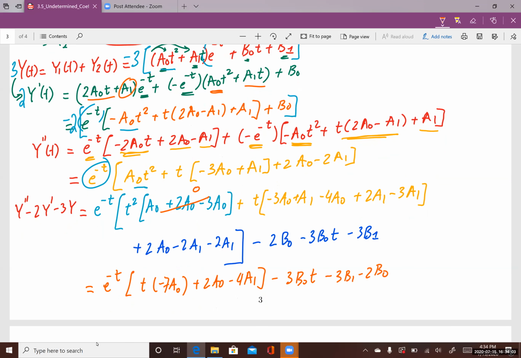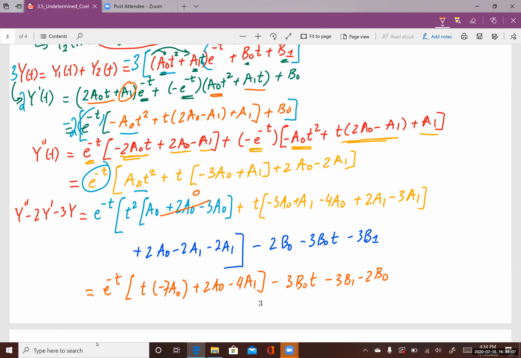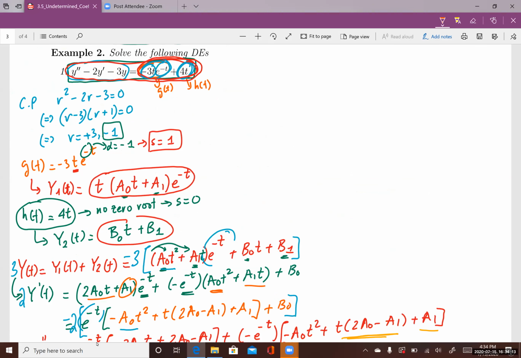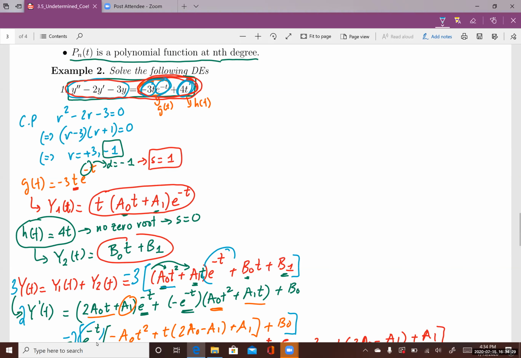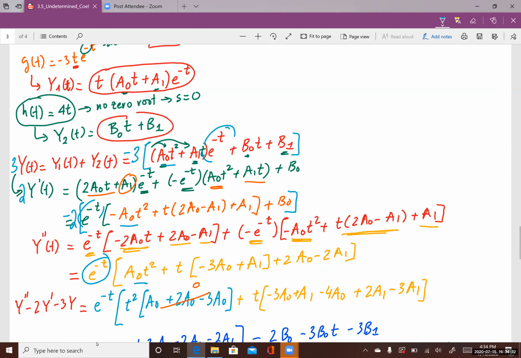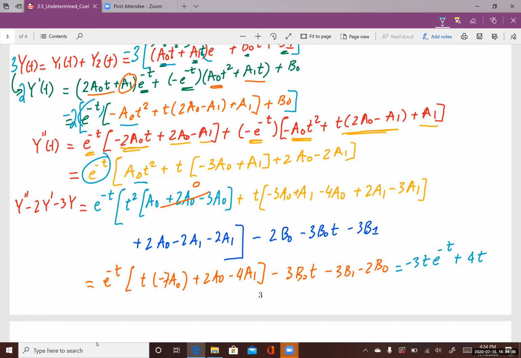All right, so the next step is we want to force the left side of the equation equal to the right side of the equation. So the left side of the equation is this, and then the right side will be negative 3t e to the negative t plus 4t. Double check, negative 3t e to the negative t plus 4t. Okay. As you can see, the t and t here are the same, right? And then e to the t here and t. So from here, you can distribute it out.